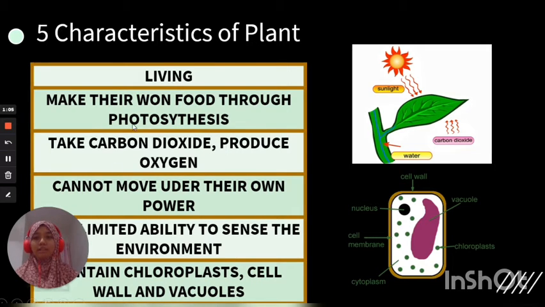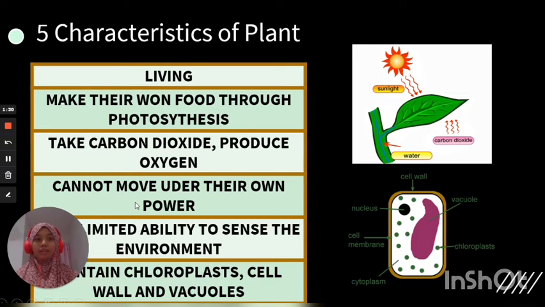First, a plant is a living thing. Plants make their own food through photosynthesis. So this is the photosynthesis. Plants take sunlight, carbon dioxide and water to make food. Plants will take carbon dioxide and produce oxygen.